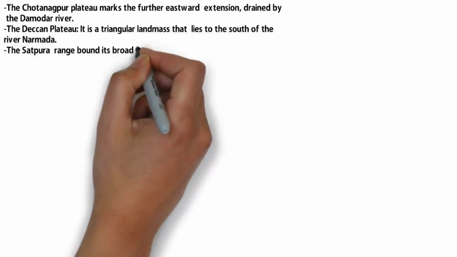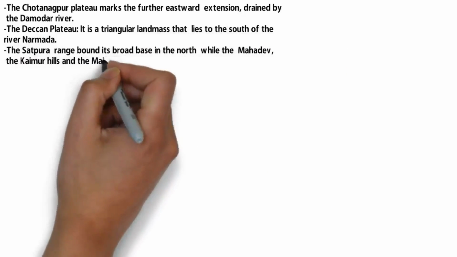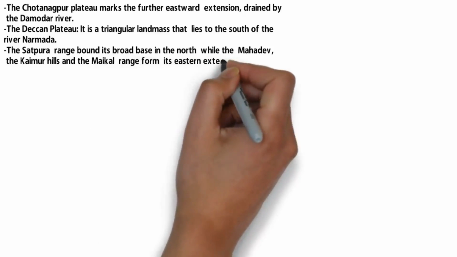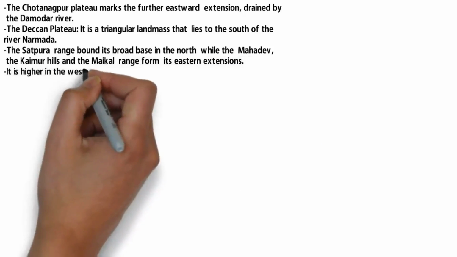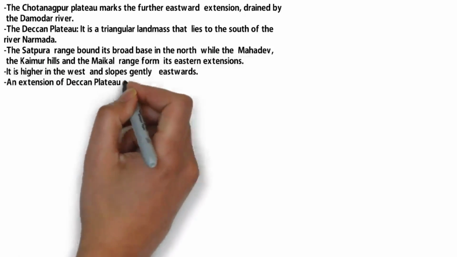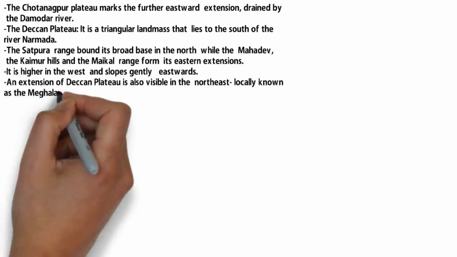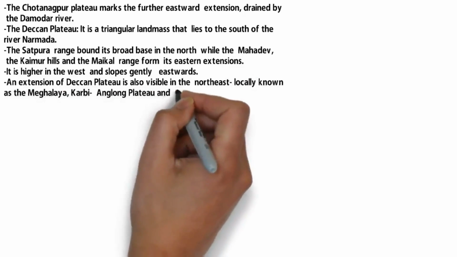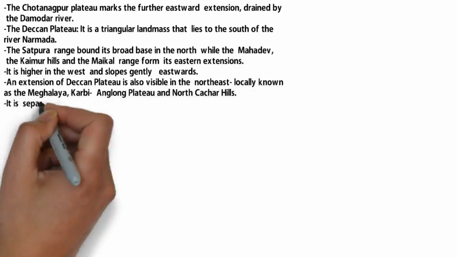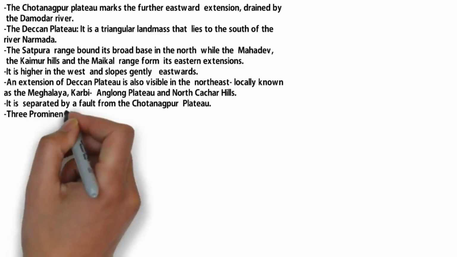The Satpura Range bounds its broad basin in the north, while the Mahadev, the Kaimur Hills and the Maikal Range form its eastern extensions. It is higher in the west and slopes gently eastwards. An extension of the Deccan Plateau is also visible in the northeast, locally known as the Meghalaya, Karbi Anglong Plateau and North Cachar Hills. It is separated by a fault from the Chota Nagpur Plateau.